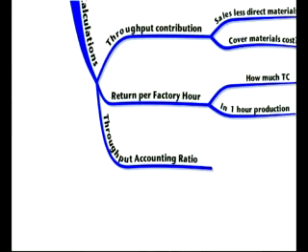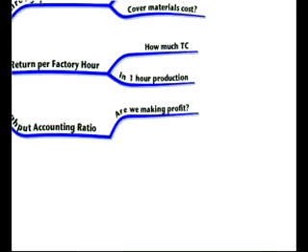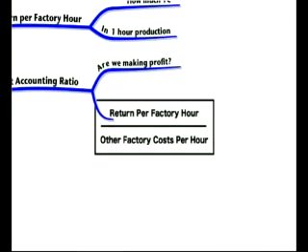The throughput accounting ratio then, well, what it wants to tell us is, are we making a profit? So throughput accounting ratio tells us, are we making a profit? And what it is the return per factory hour, i.e. the throughput contribution per factory hour, over all the other factory costs per hour. Okay, so you'll be given the other factory costs in the question. The return per factory hour over the other factory costs per hour will tell you if you're making a profit.